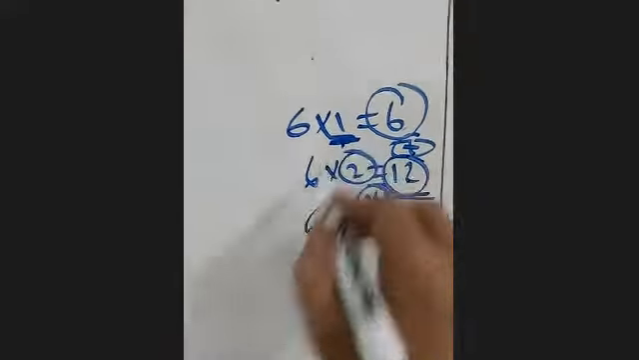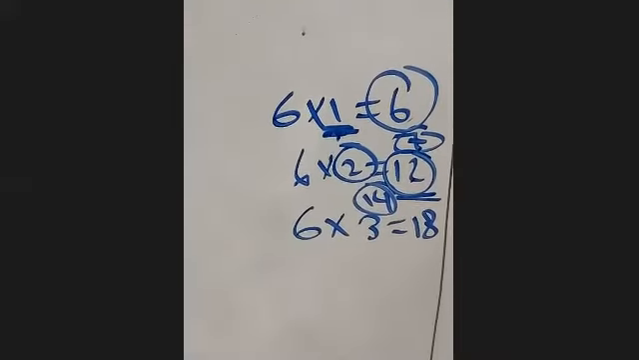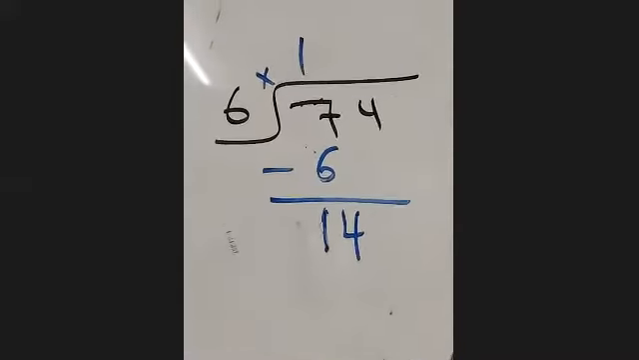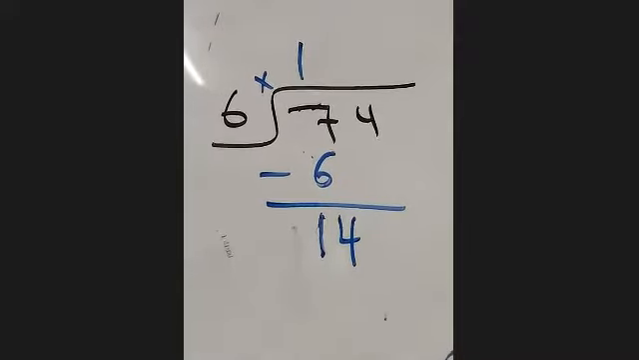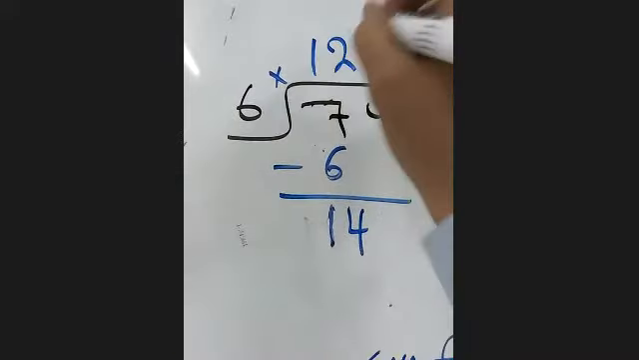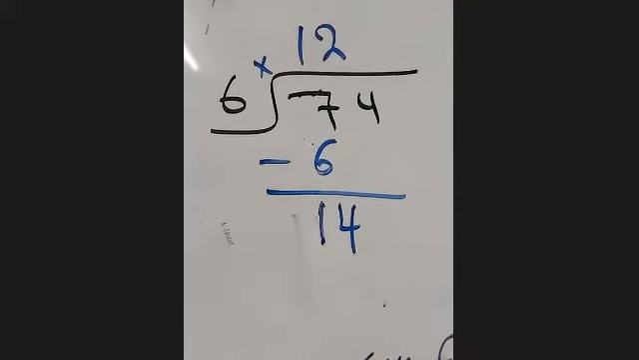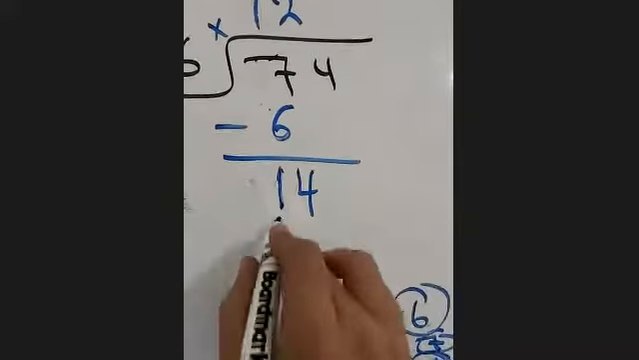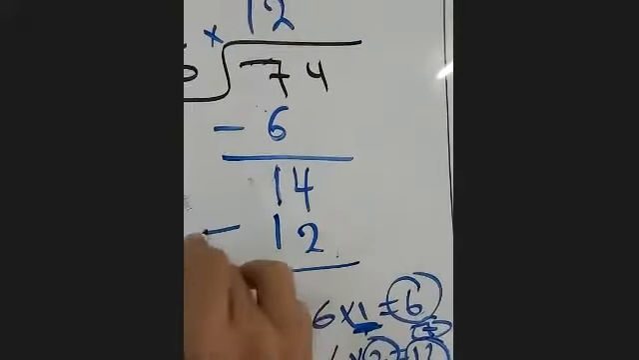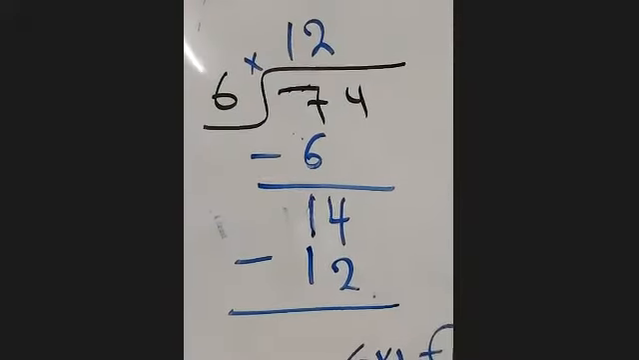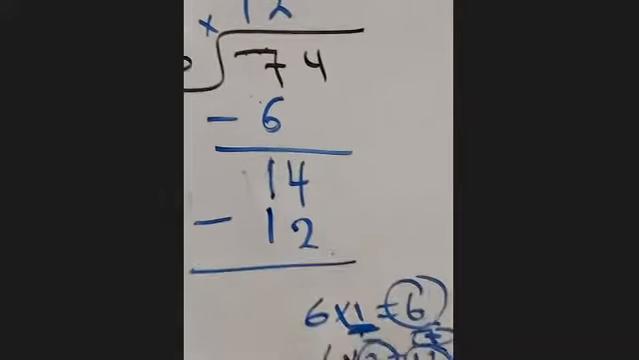12 comes from 6 times what? 2. Where will I put the 2? Above, beside the 1. 2 multiply 6 is 12. Line, subtract. 14 minus 12 is 2.